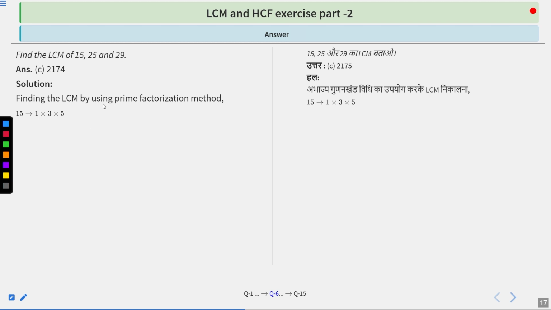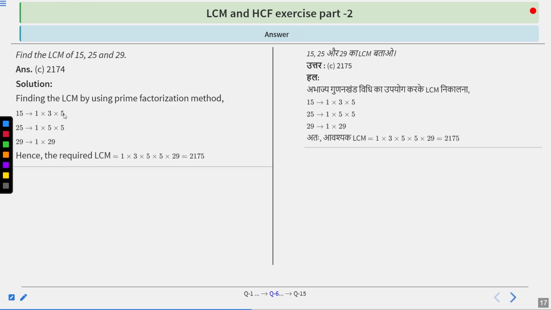So now in this case, we are going to use the prime factorization method. So we are going to find the prime factors of every number. 15 has the prime factors 1 into 3 into 5. 25 can be written as 1 into 5 into 5. And 29 does not have any factors, so it only has two factors, 1 and itself, that is 29.